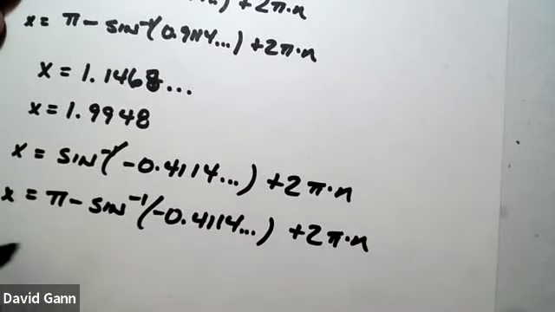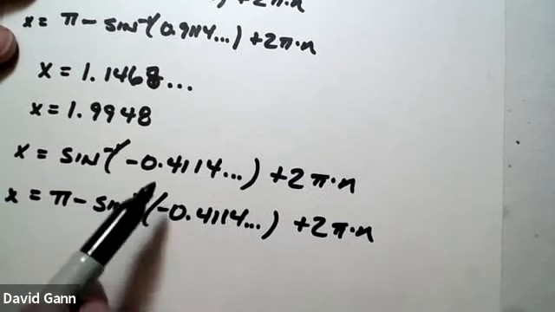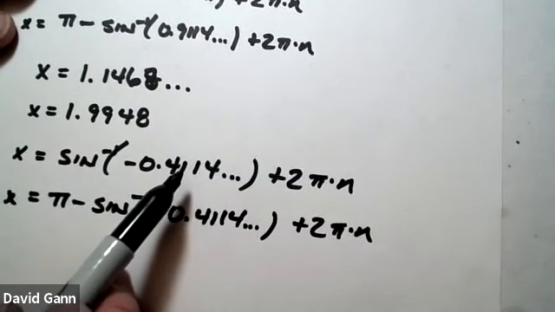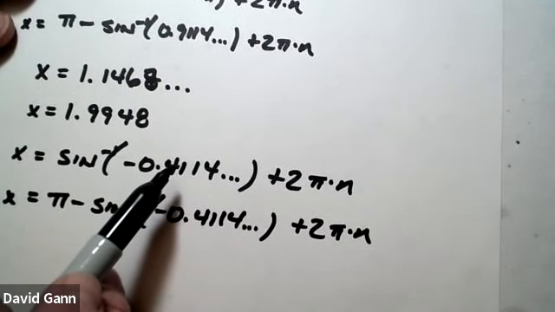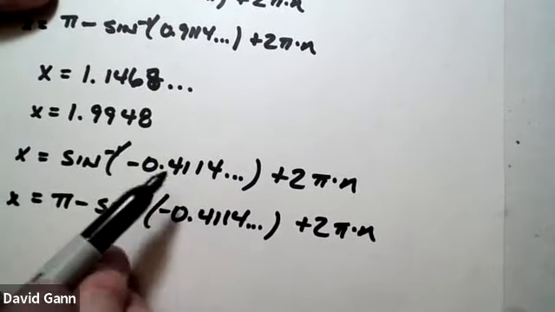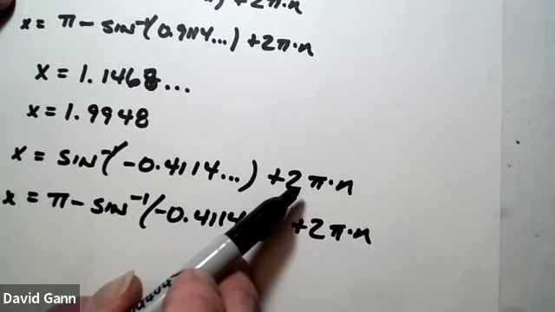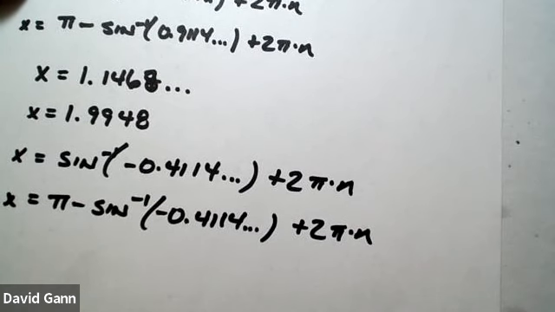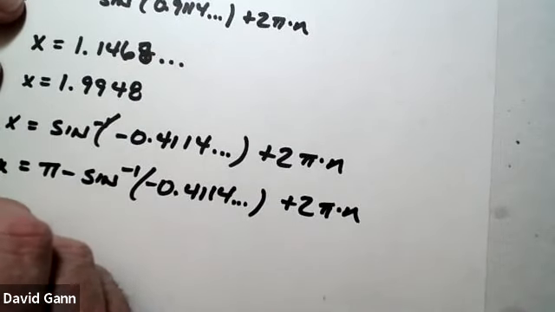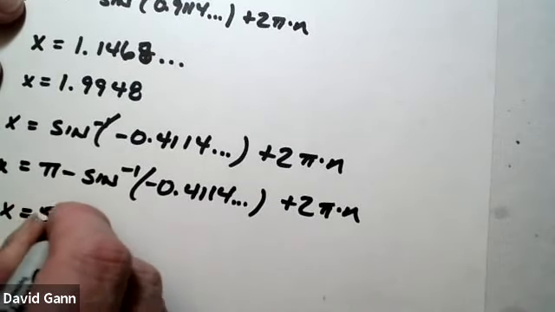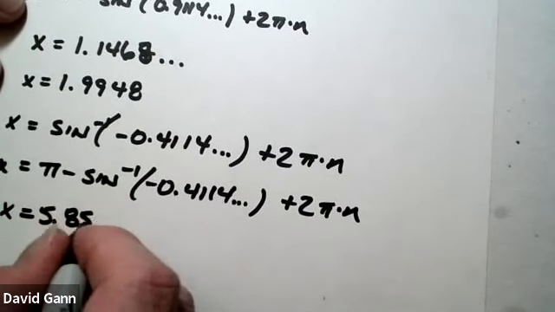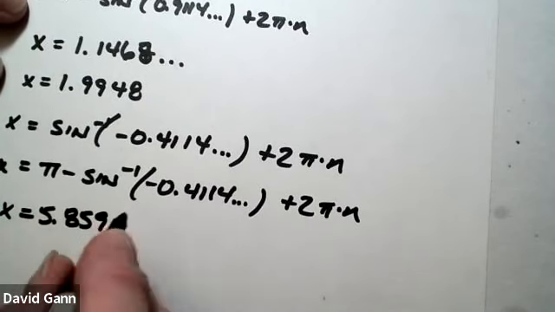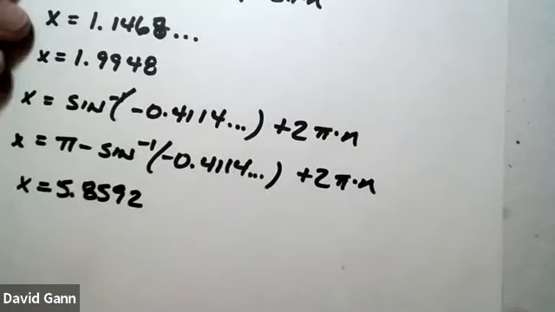Okay, so let's see what this quantity gives us. When I take the inverse sine, it's going to be a negative angle, negative 0.4240 and on and on. Because that will be outside the range, I'm going to go ahead and add 2 pi to that right now, and I get an answer of 5.859, which rounds up to 5.86, so I'll just call it that.